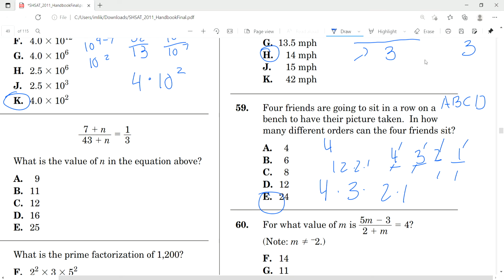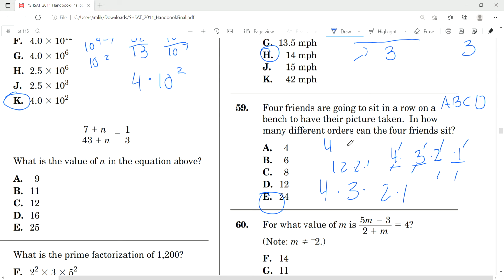We're going to take our total amount of people and multiply them in decreasing order, because you can't have person A on top of person B because they're in a row. So there's a finite amount of seats, so you multiply them by the amount of people who can fit in those seats to get the total number of arrangements.